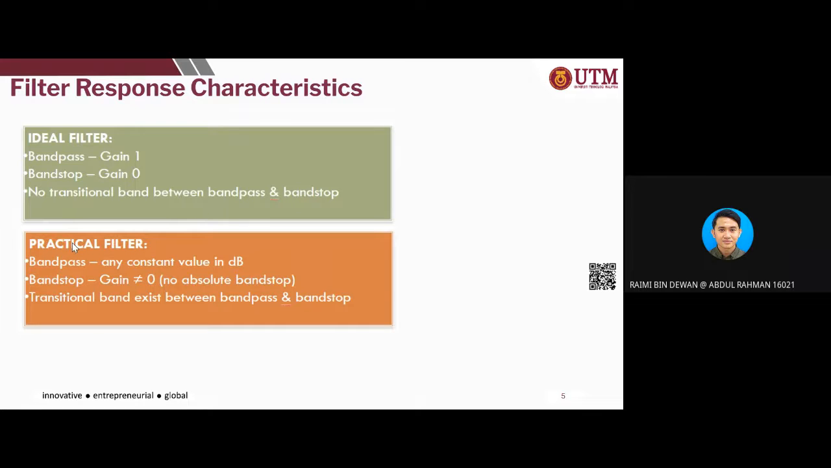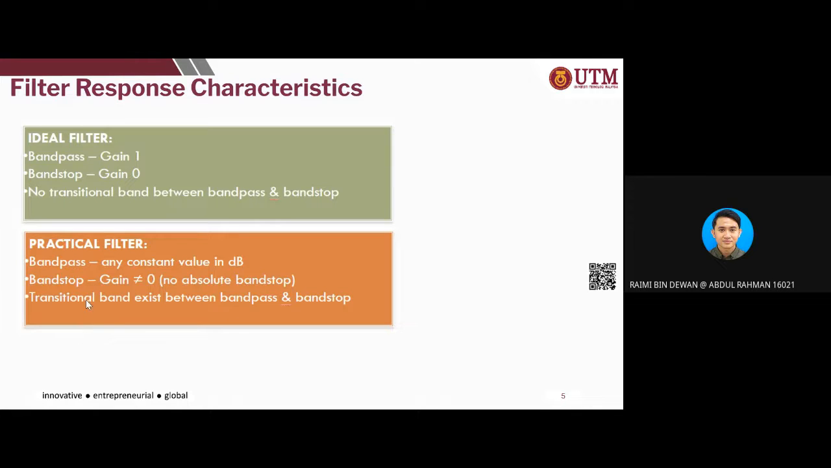This is the one that we have in real life. Okay, so we have a band pass, band stop. At band stop, the gain is not equal to 0 because there is a transition, not directly equal to 0. Okay, because there is no absolute in the practical filter. In the band pass, it can be any constant value in dB.